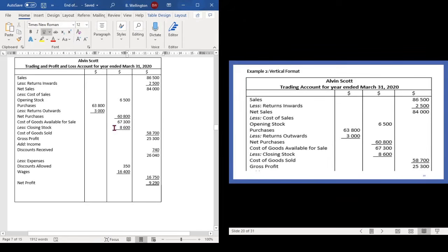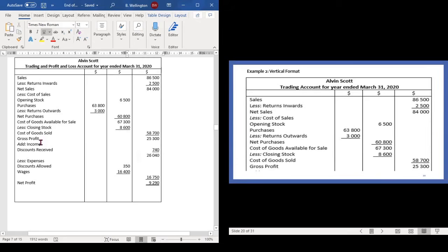And if you did not sell all of your stock and you have some closing stock left over, as in this case, you're going to subtract it from the goods you have available to arrive at your cost of goods sold. Okay, so there it is.